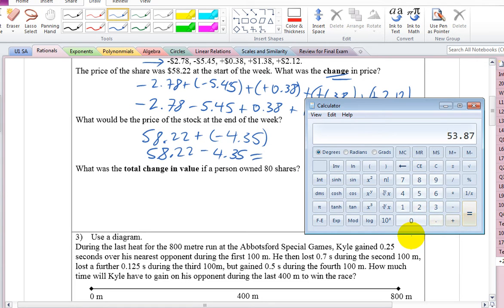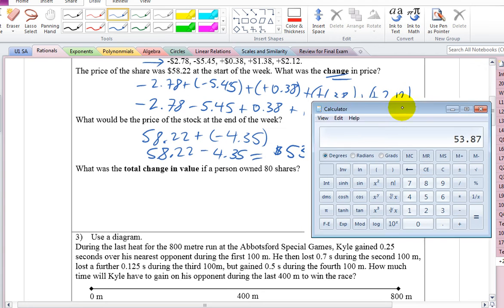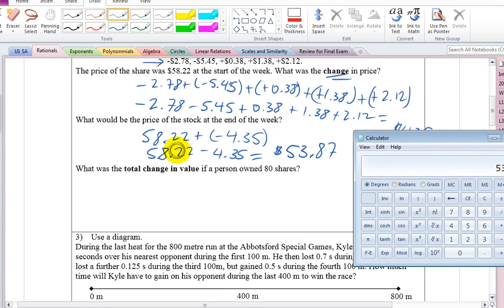Final answer, $53.87. Now, does that answer make sense? As in S-E-N-S-E. Well, it does, because the price went down. We started at 58, we're at 53, price went down. Like, double check your work, okay?